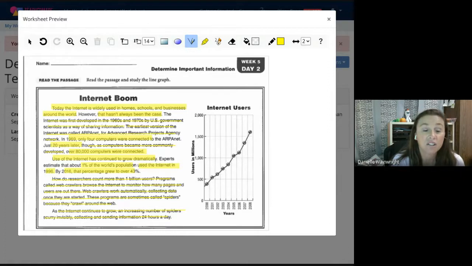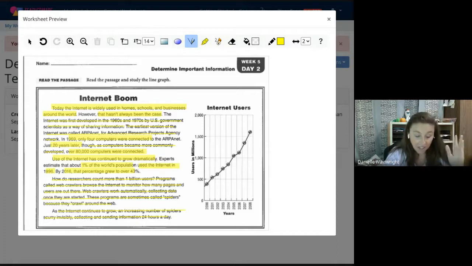Use of the internet has continued to grow dramatically. 1% of the world's population used the internet in 1996. In 2016, that number was 43%. So actually, in this case, I don't think there's anything to replace in those or to substitute.